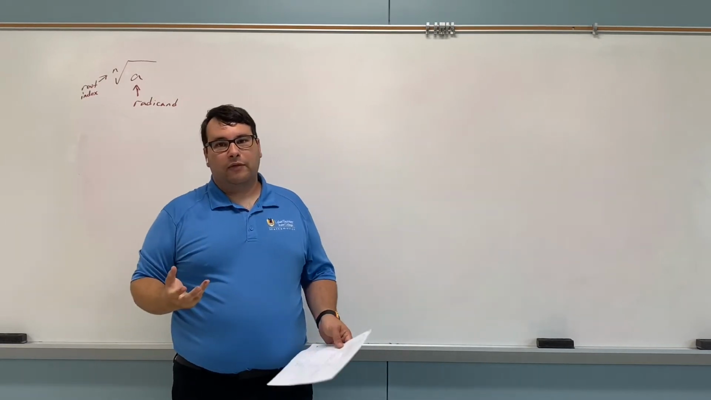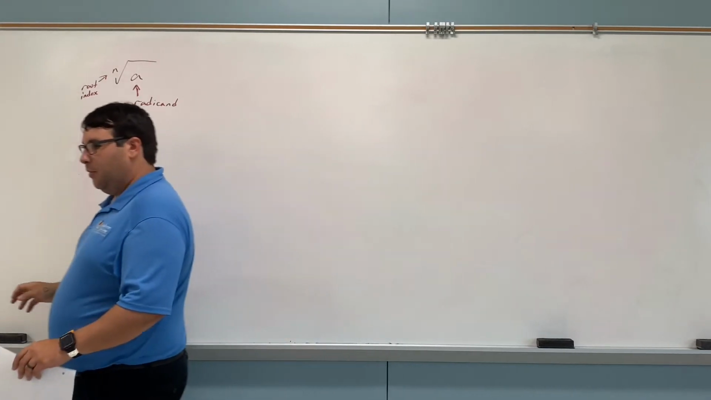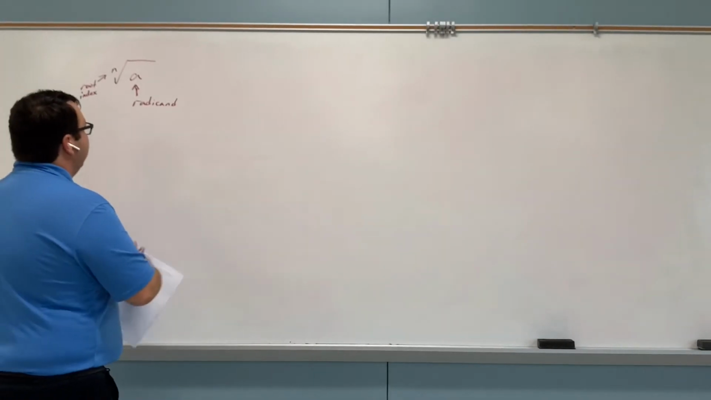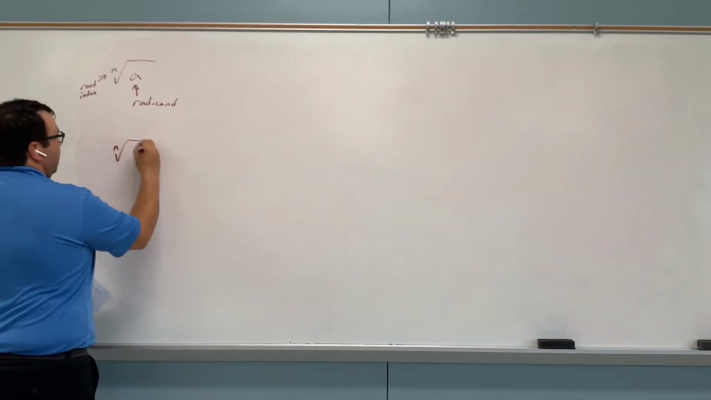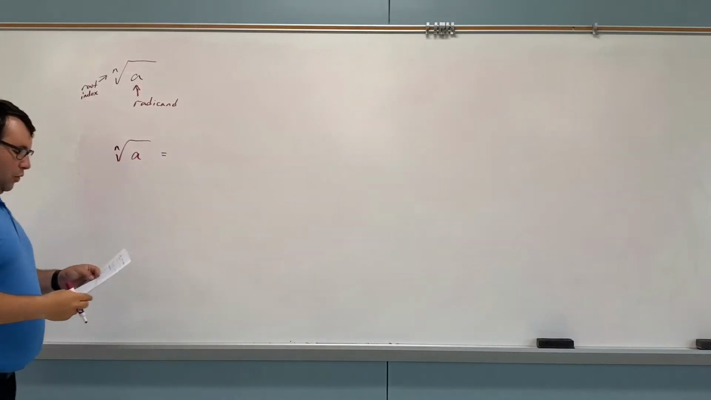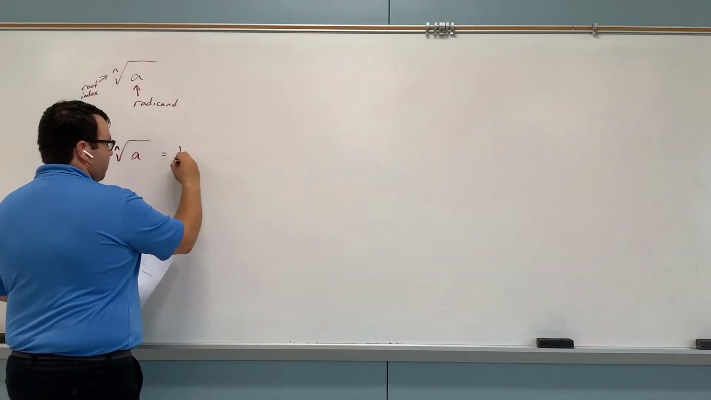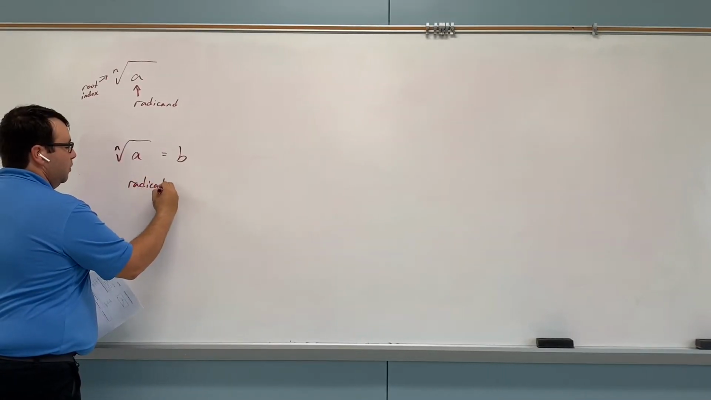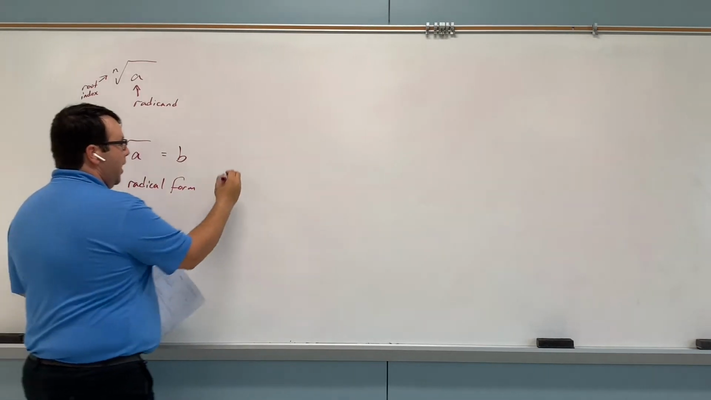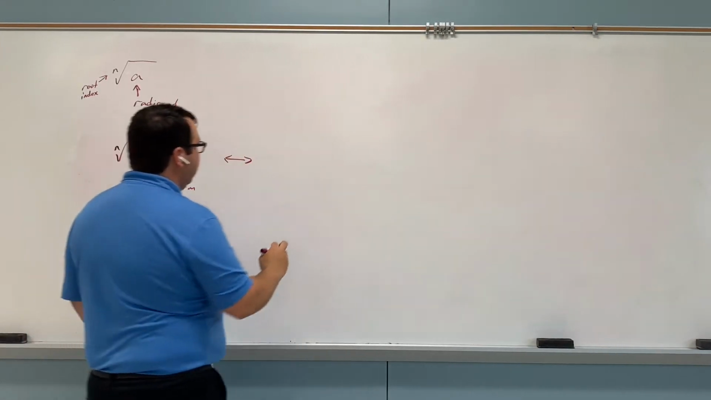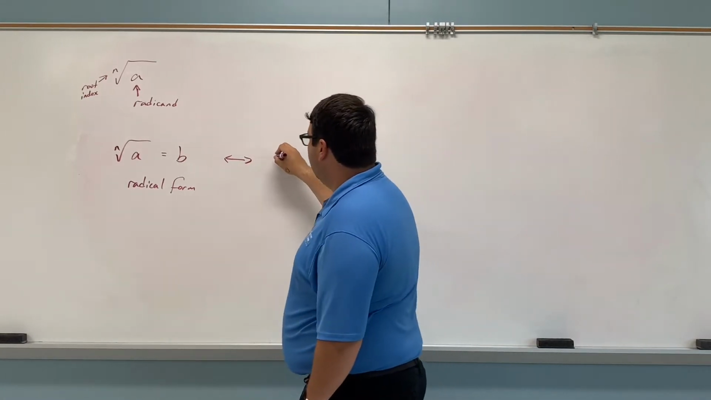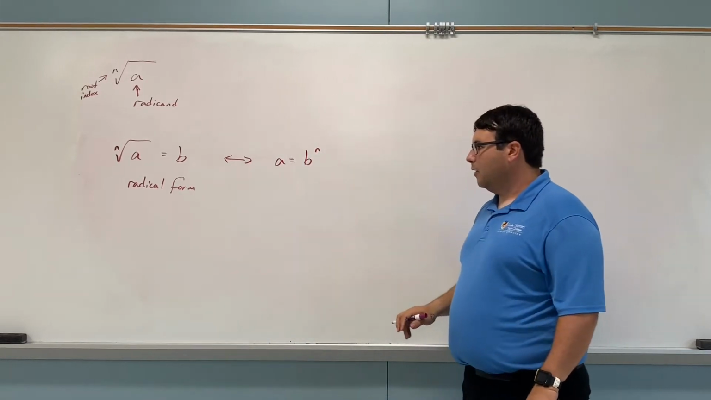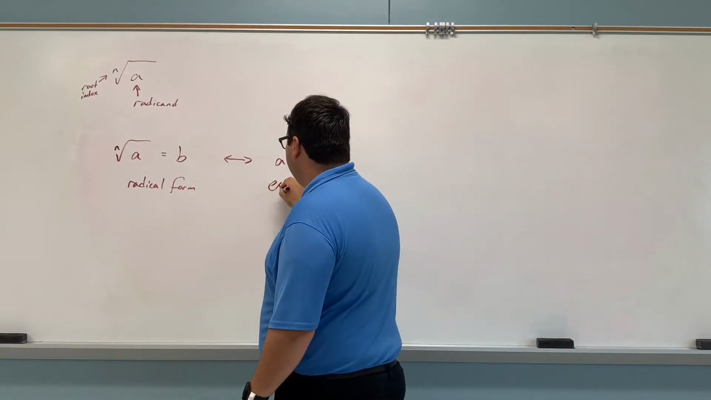Now, as we're looking at these two, you can convert from a radical value into an exponential value. So you have the nth root of A is equal to some value of B, whatever it solves out to. And this is the radical form. And it can convert back and forth between the solution, which is A, will equal to the B to the nth power. And this is going to be what we call the exponential form.